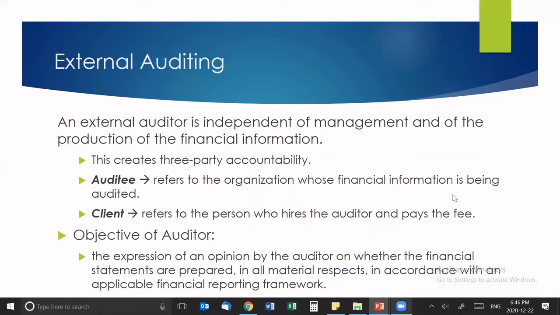So that's what external auditing is, that's basically what I've been talking about, an external audit. The external auditor is independent from management. They don't produce or help produce the financial information. They're very independent and they just review the information. So the auditee is the organization whose financial information is being audited. The client is the person who hires the auditor and pays the fee.